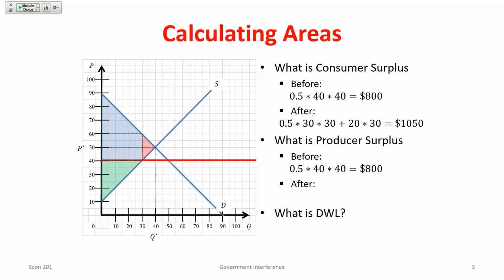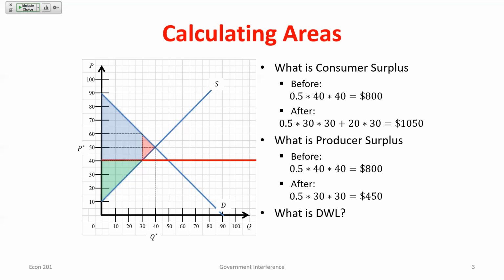Right? Well, with this new price ceiling of $40, the difference between the price and our supply curve is going to be this green triangle here. We can find that area pretty easily. 10 to 40, that's 30. 0 to 30, 30. Right? So 30 times 30 times 1/2. And we can see that producer surplus is falling.